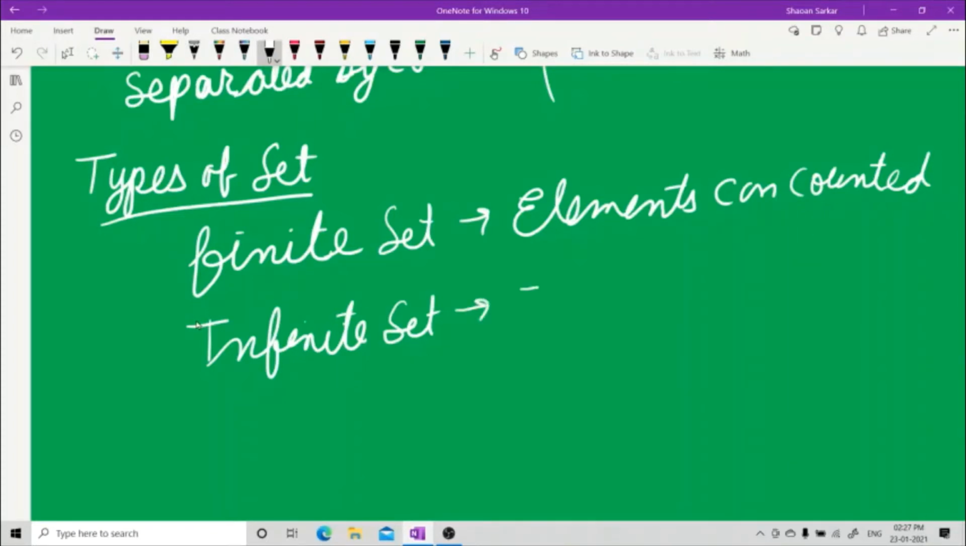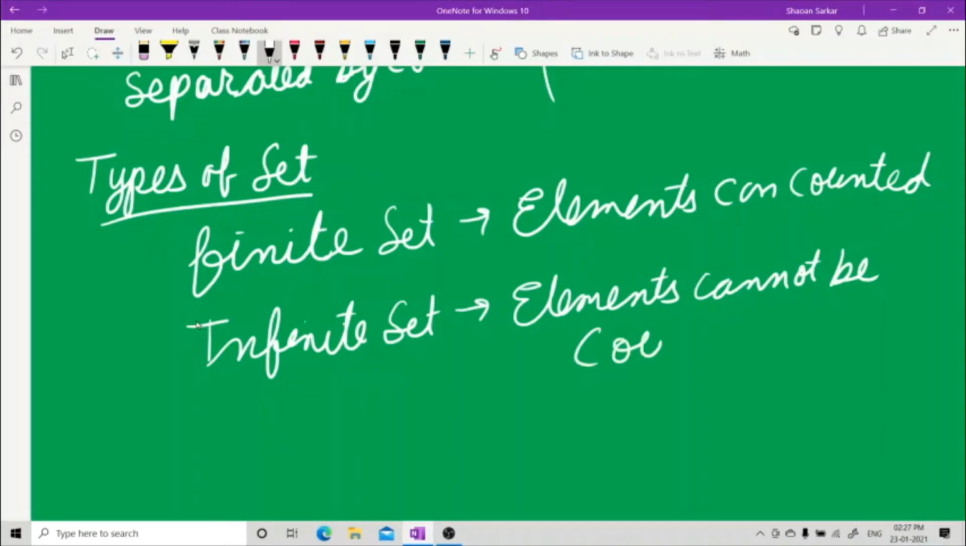And elements cannot be counted. This is the thing. Now I will introduce you. These are the two things you already know from class 11th and 12th.